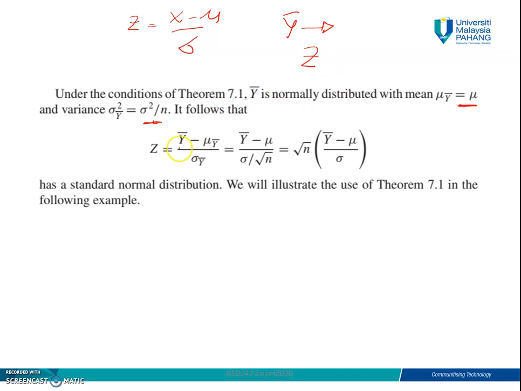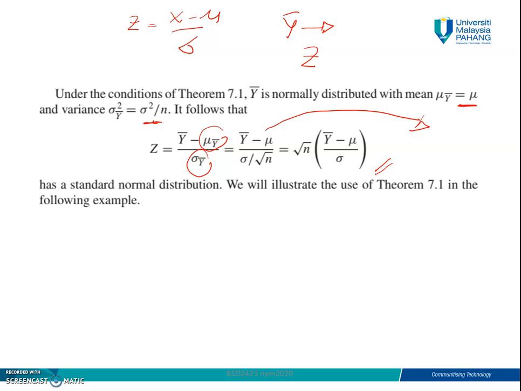But instead of x, we will have y bar, because now it's the y bar sampling distribution, minus mu y bar over sigma y bar. So when you substitute this value, you will get y bar minus mu over sigma over square root n. You can rearrange it like this. If you remember, you have used this in the applied statistics course. Again, this one has a standard normal distribution.